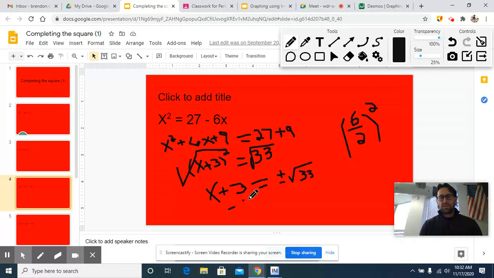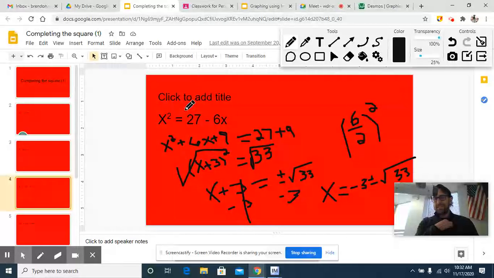And then we subtract 3 from both sides. So my final answer is x equals -3 plus or minus the square root of 33. And again, that's where this quadratic crosses the x-axis. This isn't easy to do for the first time. It takes a while. So let's review the steps one more time.